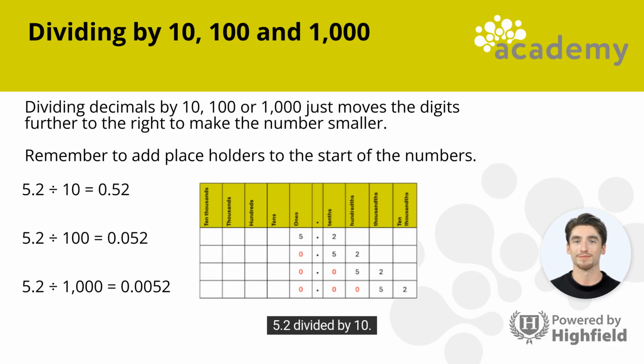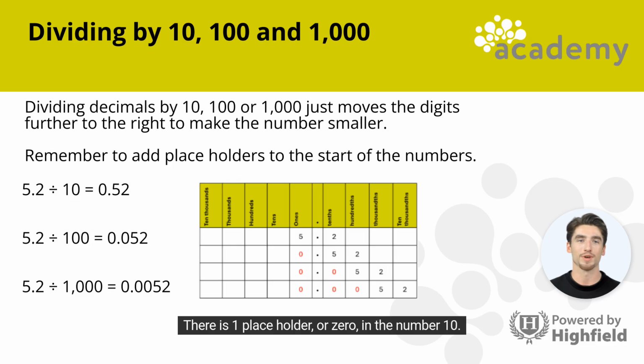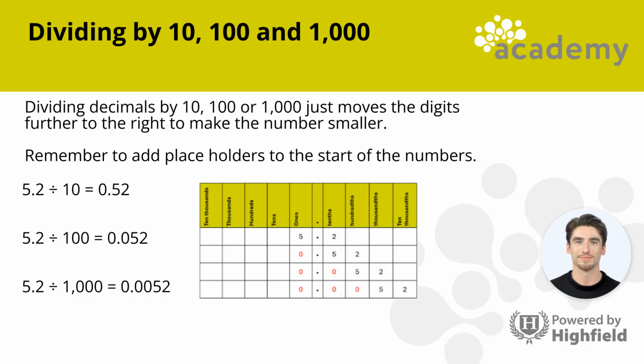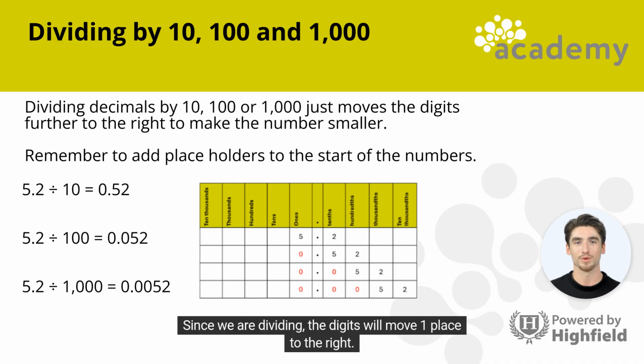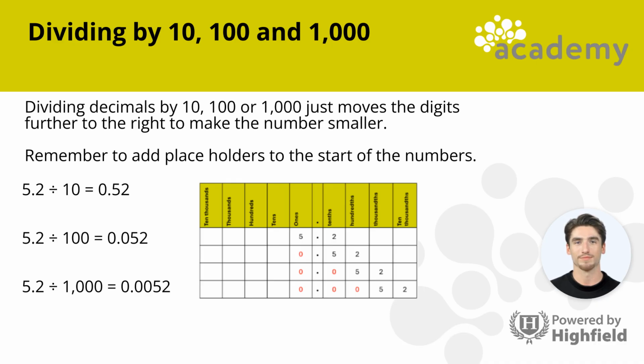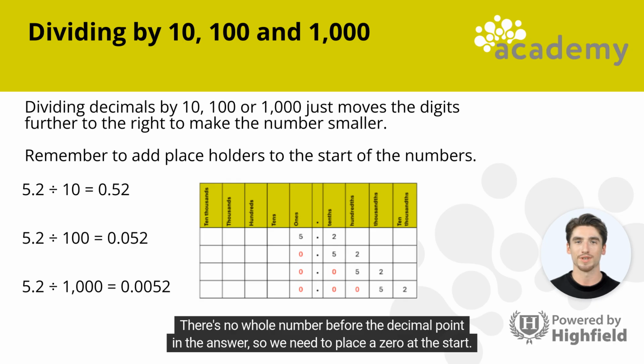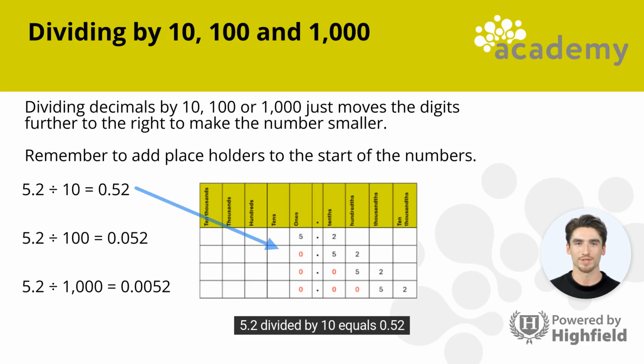5.2 divided by 10. There is one placeholder, or 0, in the number 10. Since we are dividing, the digits will move one place to the right. There's no whole number before the decimal point in the answer, so we need to place a 0 at the start. 5.2 divided by 10 equals 0.52.